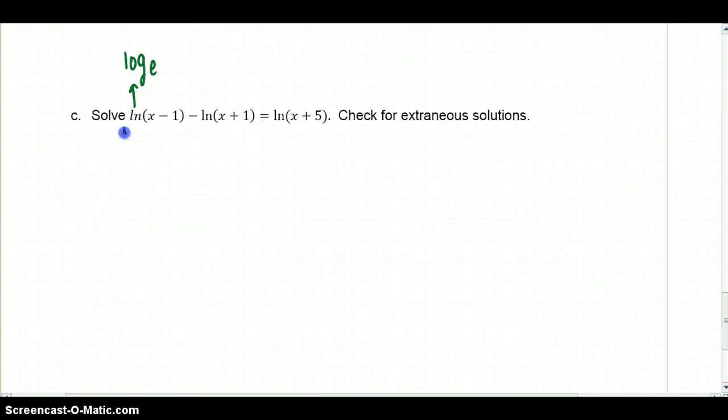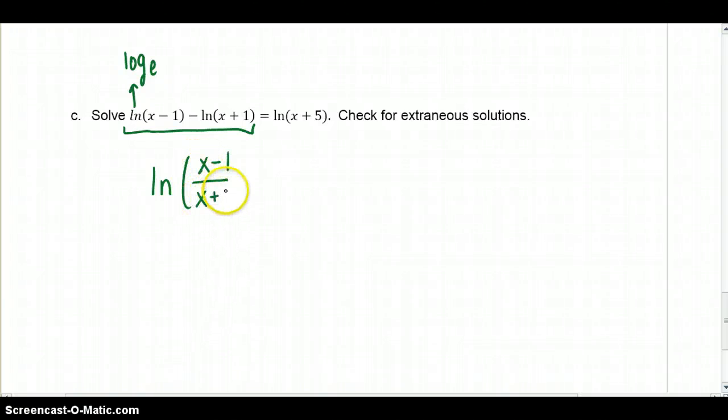And just like before, I want to combine these using my properties. So if I'm subtracting, that means I need to divide those powers. So the natural log of x minus 1 divided by x plus 1 equals the natural log of x plus 5.